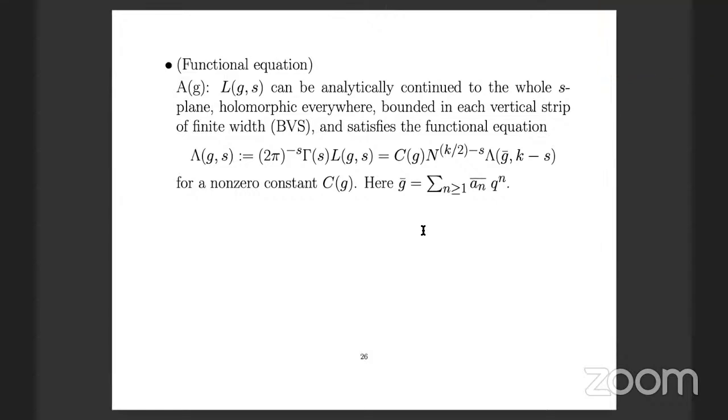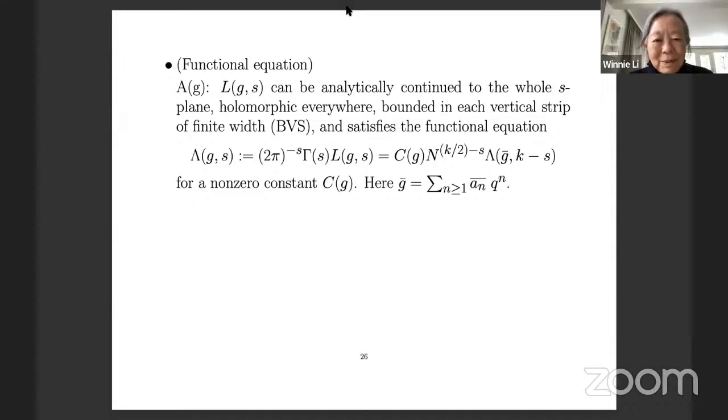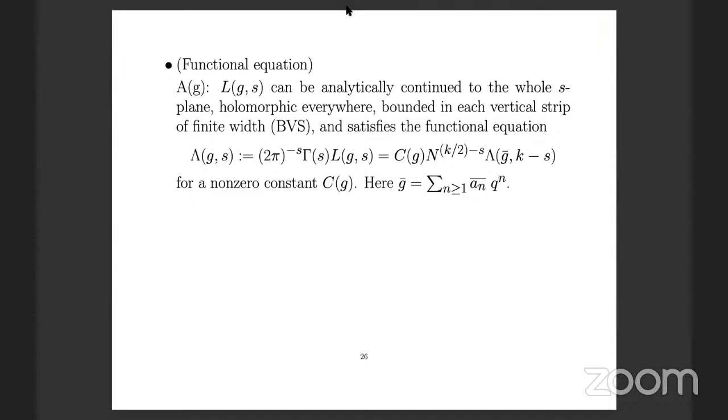There's a question on the chat, Winnie, from Aniruddha. In the strong multiplicity one theorem, how is it seen that the levels are the same? Why can't the forms be twists of each other? What happens in that case? How is it seen that the levels are the same?